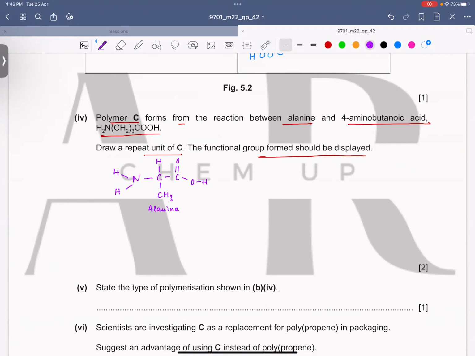Okay. Now, 4-aminobutanoic acid, if I draw it, there is a nitrogen over here with the 2 hydrogens. Then we have CH2, CH2, CH2, and C double bond O, OH. And that is 4-aminobutanoic acid. So we have 2 different monomers, and we have to show the repeat unit.